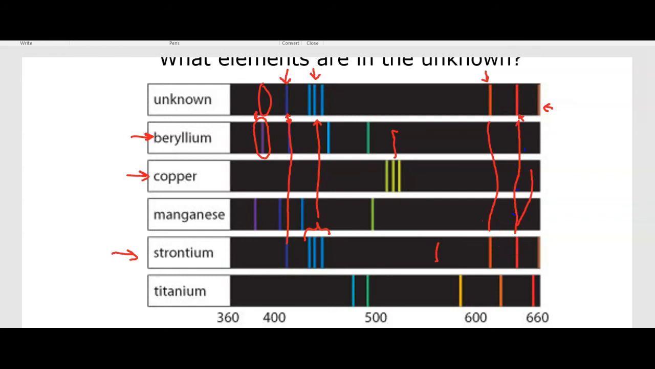I can draw a straight line. There's your red. There's your, I don't know what color that is. It's right there. See how this has a weird color? I don't know what color that is. Rust. There it is. So it's got to be strontium. It absolutely must be strontium, because strontium matches perfectly. And then we're going to rule out titanium as well, because none of those colors match. Does it make sense? So the unknown has to be strontium, because the atomic emission spectra are exactly alike.